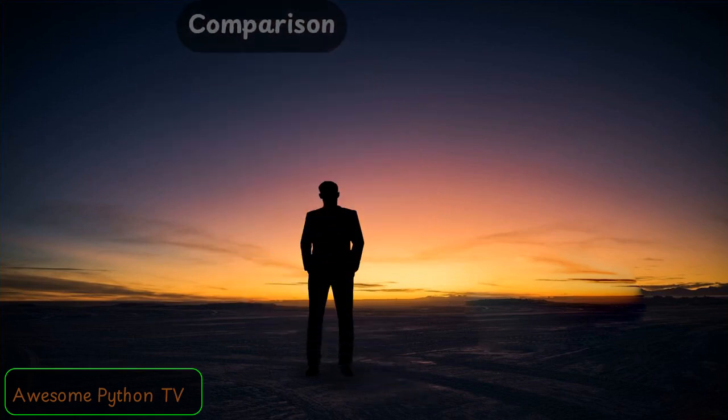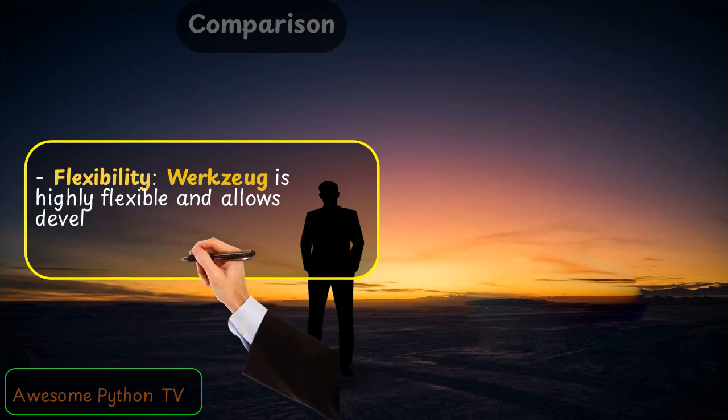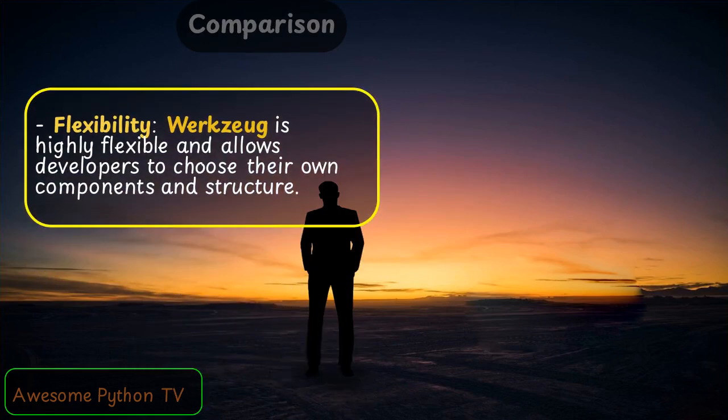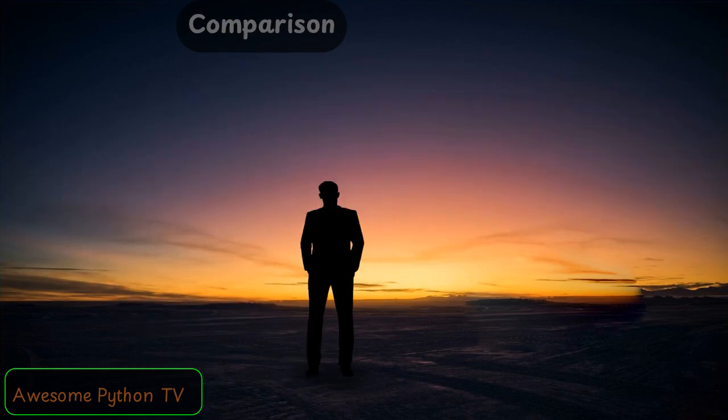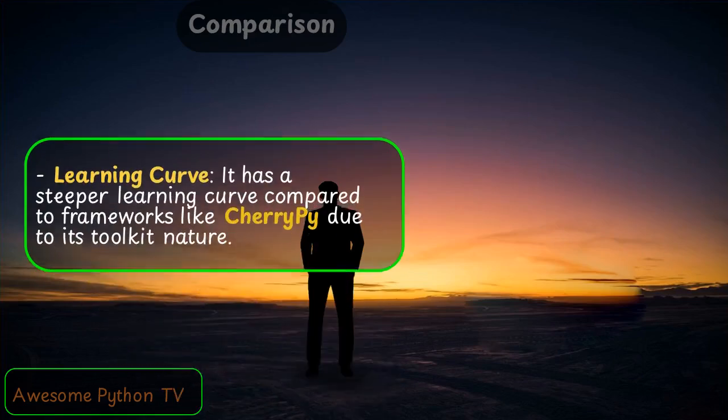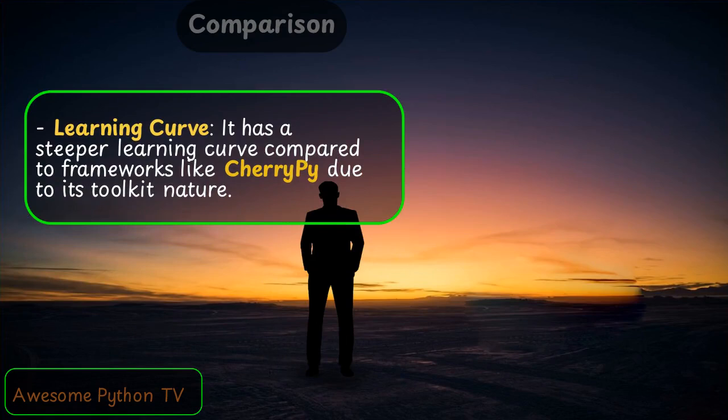Comparison. Flexibility. Werkzeug is highly flexible and allows developers to choose their own components and structure. Learning curve. It has a steeper learning curve compared to frameworks like CherryPy due to its toolkit nature.